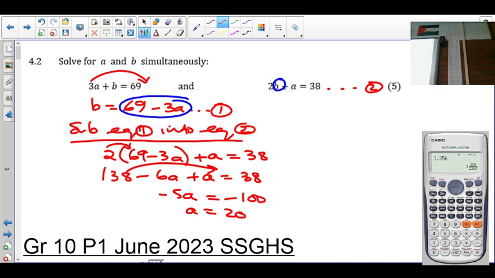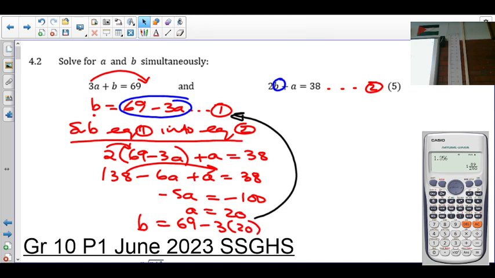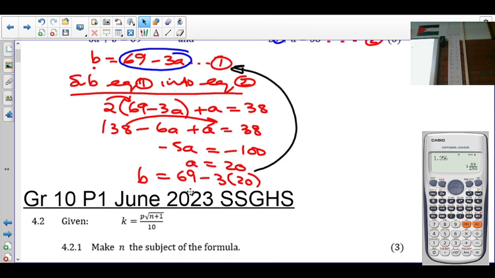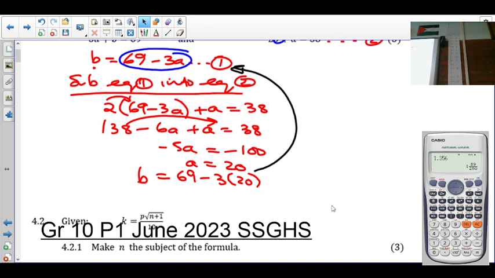So what do we do with that? We sub that back into equation 1. We already have b as the subject of the formula. So b is equal to 69 minus 3 times 20. 3 times 20 of course is 60. And then 69 minus 60 is going to be 9. Okay. Am I moving slow enough for your liking? Okay, good. Okay, any other confusion here?